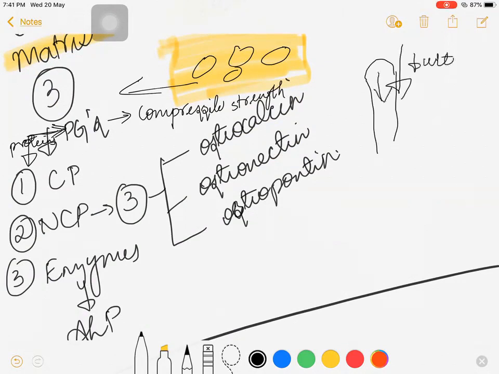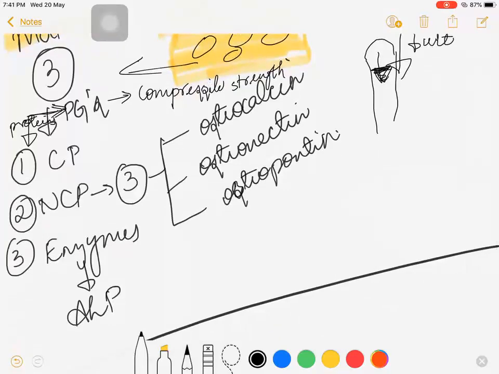The compressive strength of the bone will be provided by the proteoglycans. Okay, and then we'll go to the other proteins. In proteins, you'll be having three main parts. CP is the collagenous proteins, NCP is the non-collagenous proteins, and then you have the enzymes.